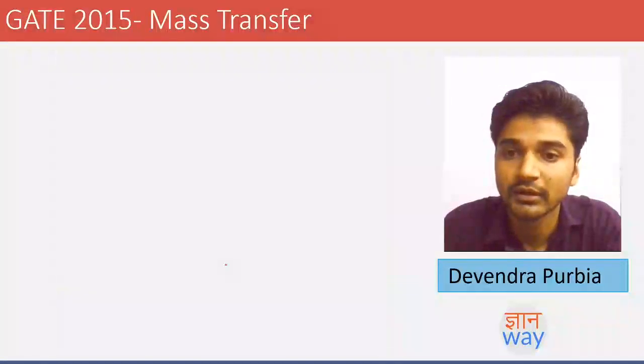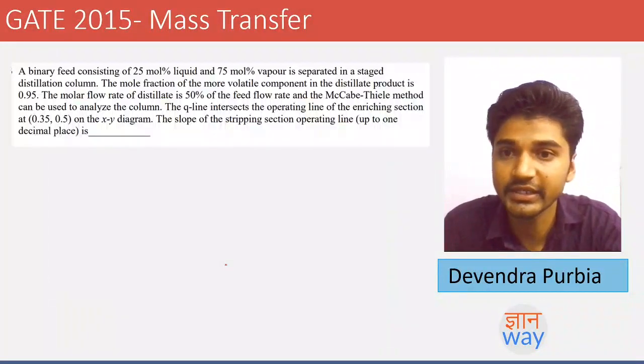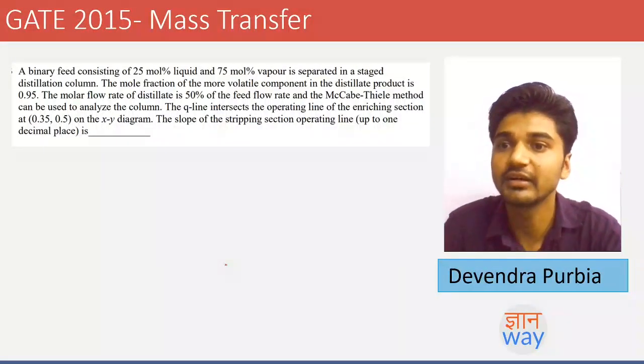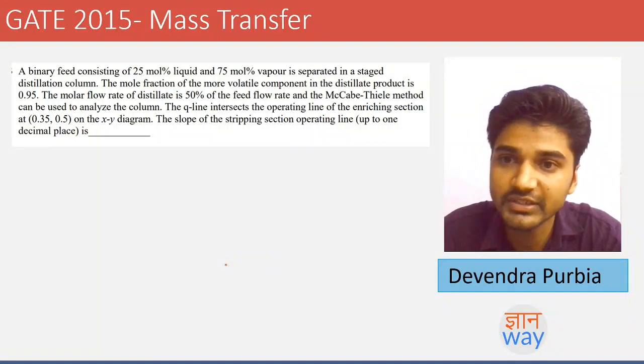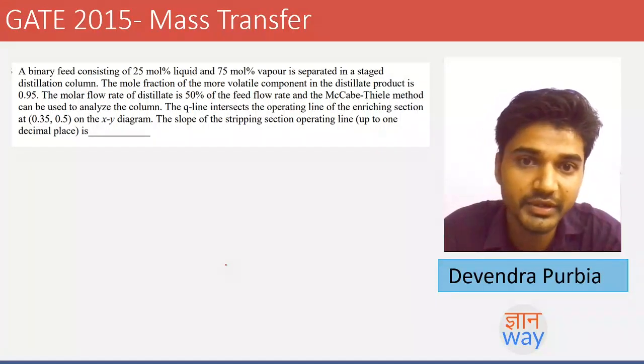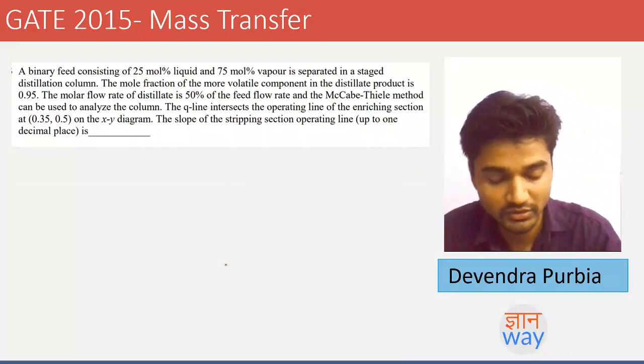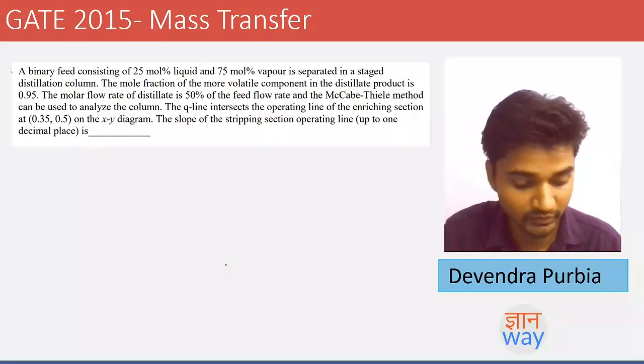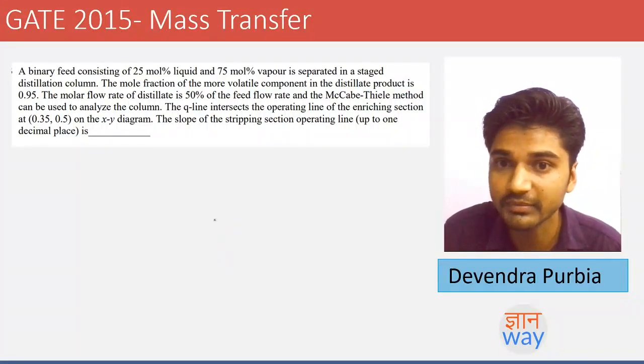Now in the next question, a binary feed consisting of 25 mole percent liquid and 75 mole percent vapor is separated in a staged distillation column. The mole fraction of the more volatile component in the distillate product is 0.95. So first we will write what parts are given.